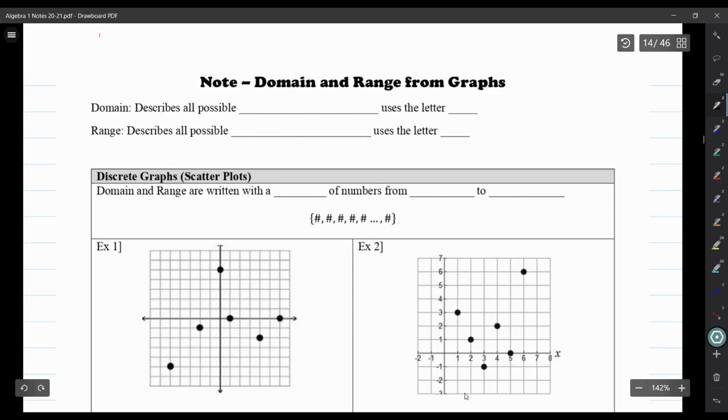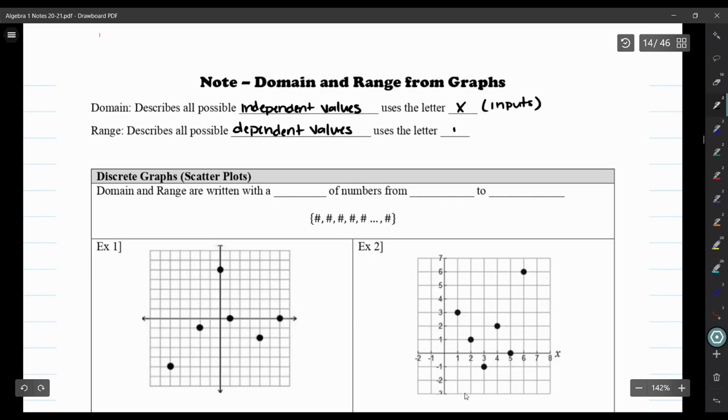Domain and range from graphs. So domain, we've kind of talked about this before, but let's review. Domain describes all the possible independent values. Now, this usually uses the letter X, but not always. And we also like to think of these as inputs. Okay? Range describes all the possible dependent values.